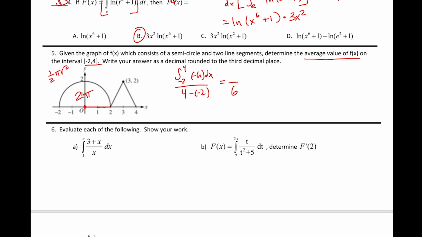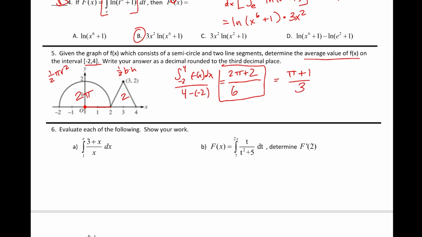The area of the triangle is 1/2 base times height. So half of 2 times 2. 2 times 2 is 4. Half of 4 is 2. So we've got 2 pi plus 2 over 6. And that's a good answer. We could simplify that since both the numerator and the denominator have a factor of 2 that we can cancel out. And so you could write this as pi plus 1 over 3.